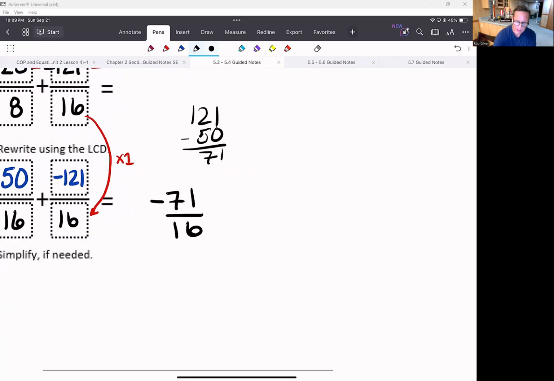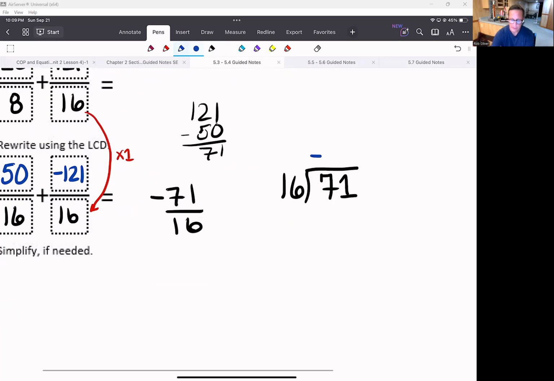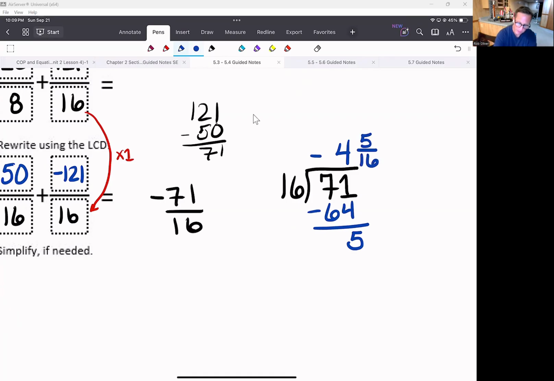All right, so let's change that back into a mixed number. So I'm going to do 71. I know it's negative, but I'm going to do 71 divided by 16. All right, put the negative up in the quotient because you know it's going to be negative. 16 divides into 71 4 times, because 4 times 16 is 64. 16 times 5 is 80. That's too big. All right, subtract and you get 5. So there it is. Negative 4 and 5/16.